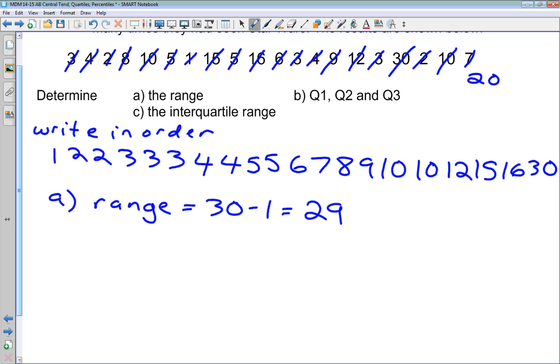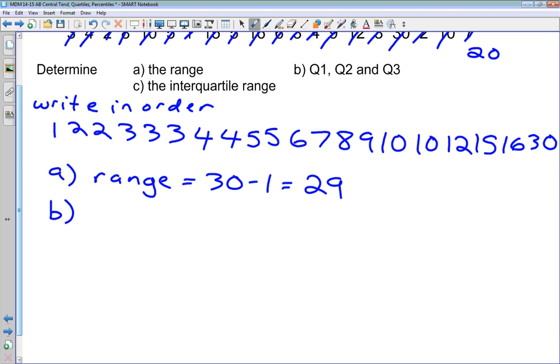Now, you can see from this set how the range is affected by outliers. This one person who has seen Star Wars 30 times is making our range absolutely huge, 29. If that person wasn't included, our range would be 16 minus 1, or 15. So it would basically be cut in half. So we don't usually use the range because of its sensitivity to outliers.